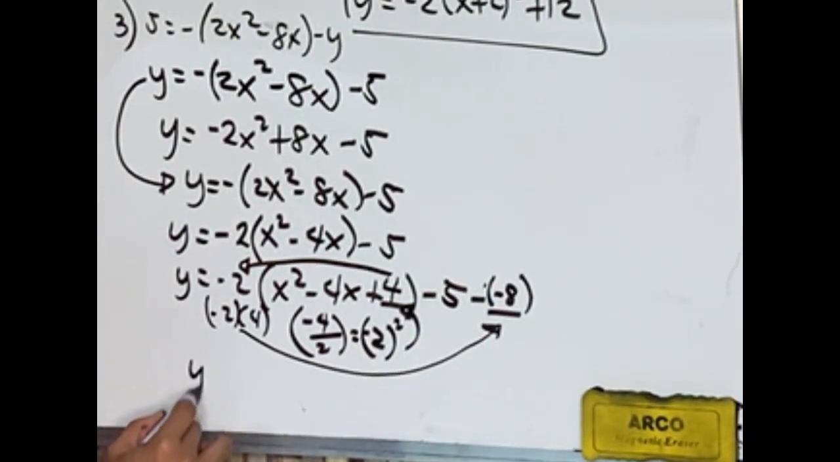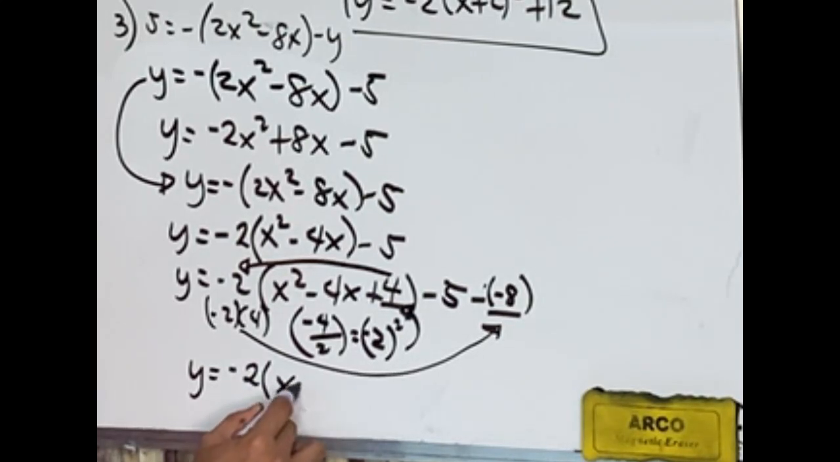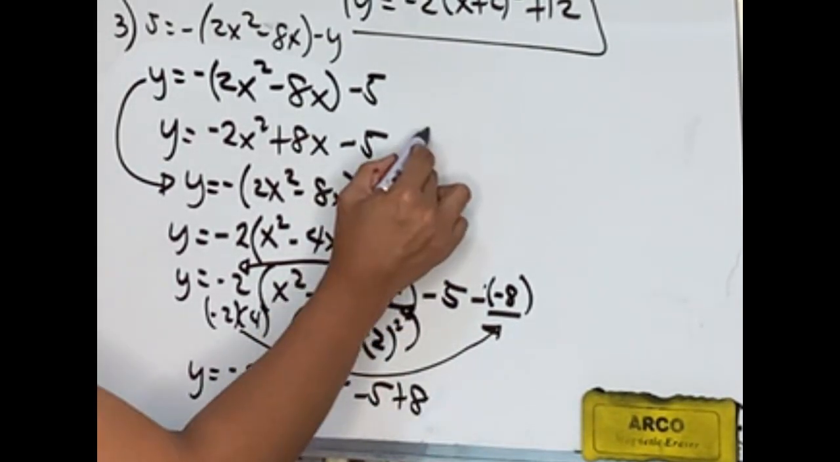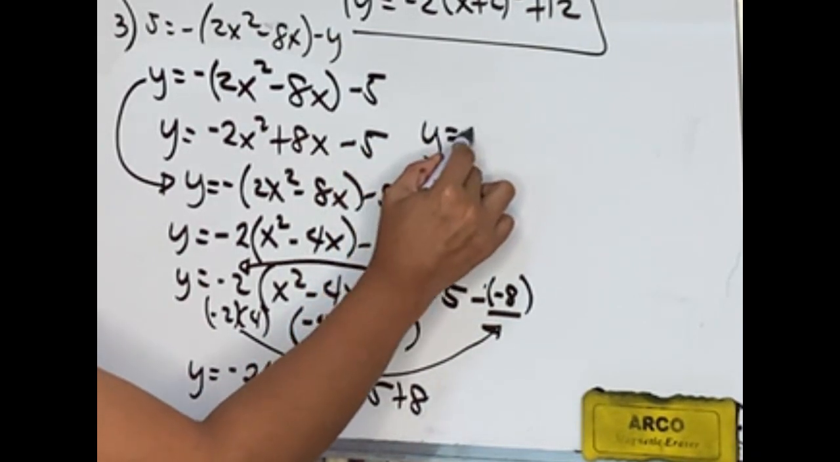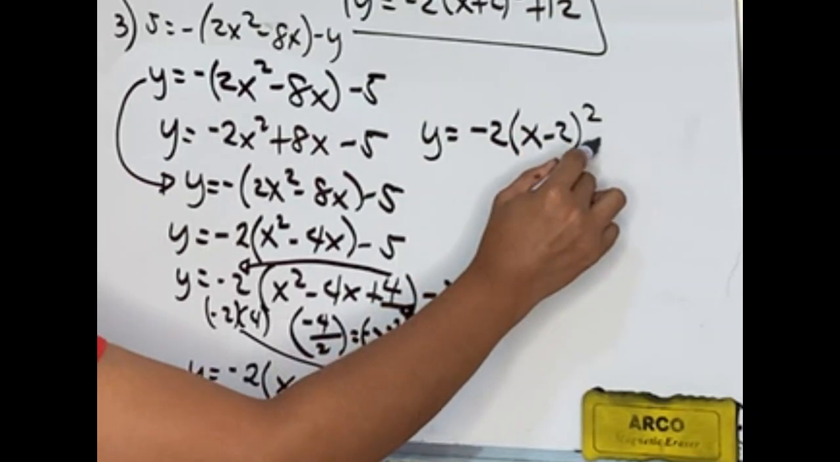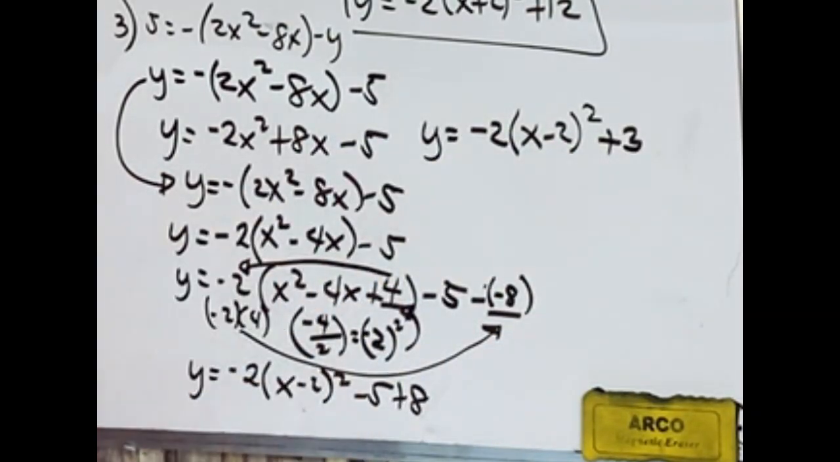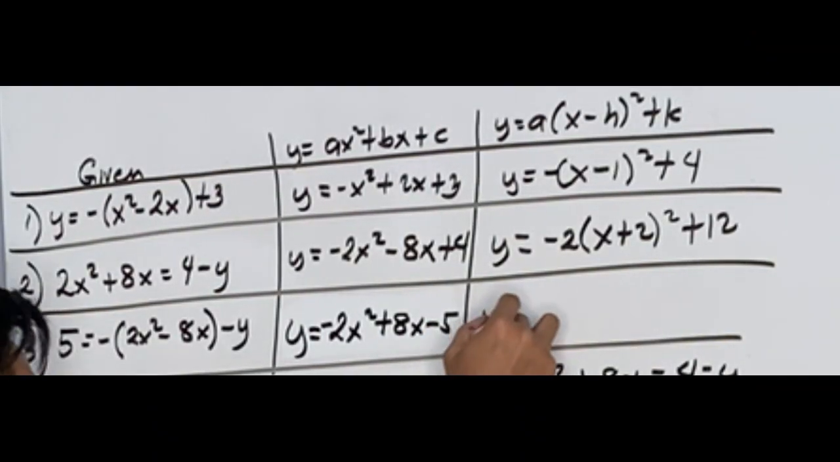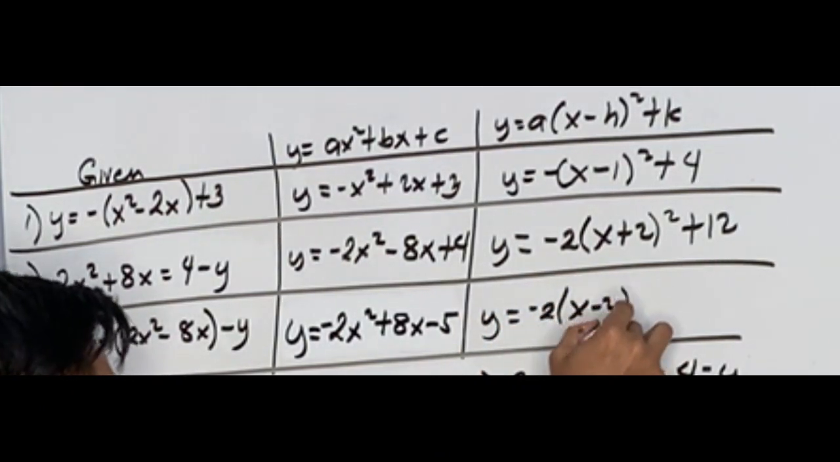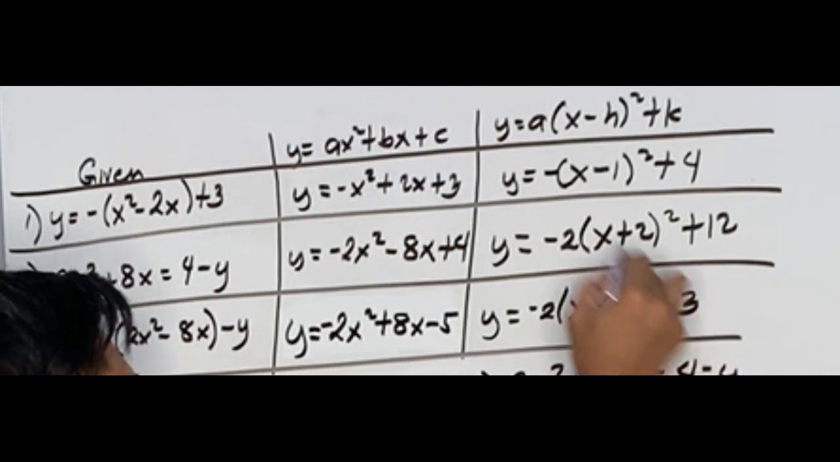So simplifying, you will arrive with y equals negative 2 times the quantity x minus 2 squared minus 5 plus 8. So our answer will be y equals negative 2 times the quantity x minus 2 squared plus 3. So y is equal to negative 2 times the quantity x minus 2 squared plus 3.